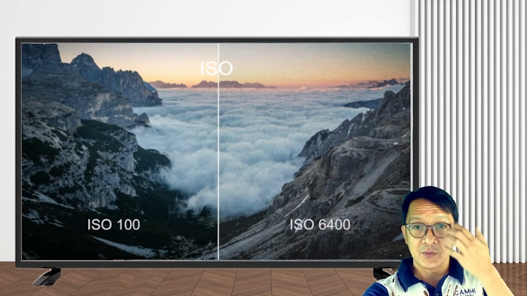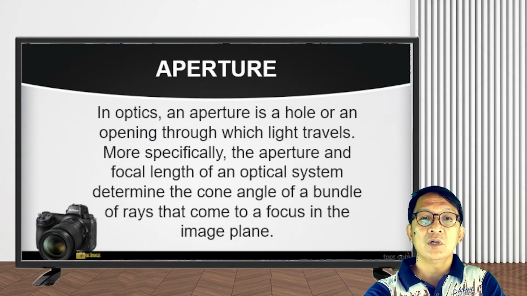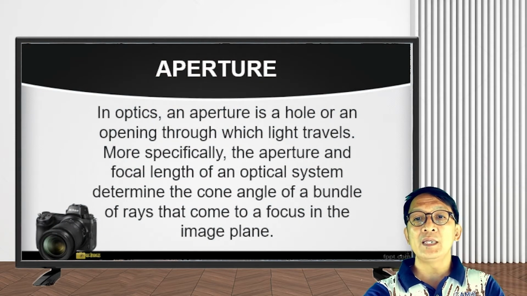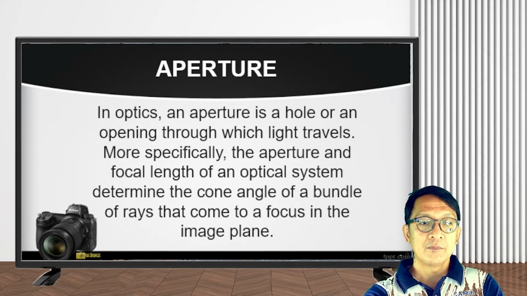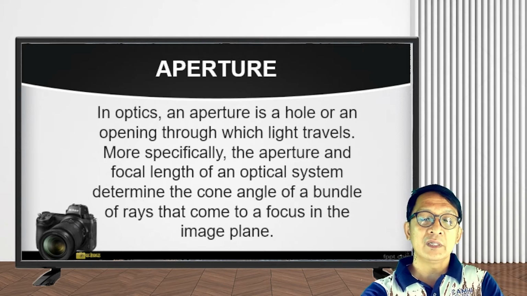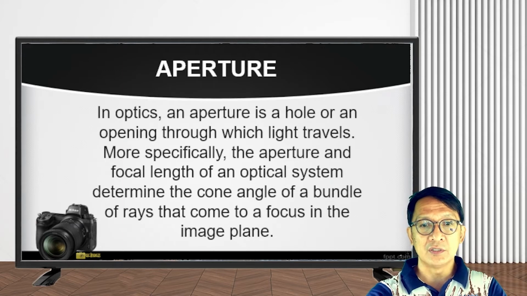Next is the aperture. So, in optics, an aperture is a hole or an opening through which light travels. More specifically, the aperture and focal length of an optical system determine the cone angle of a bundle of rays that come to a focus in the image plane. So ito yung magiging parang opening nung camera nyo, ay nung lens nyo, no?